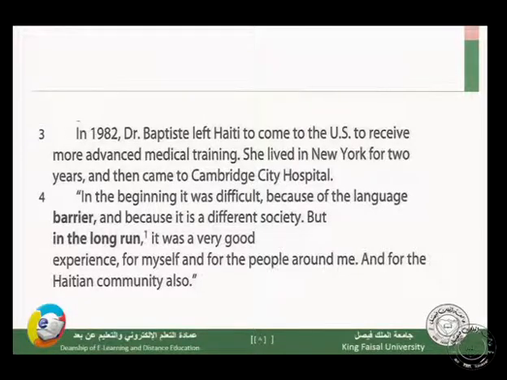She lived in New York for 2 years, then came to Cambridge City Hospital. In the beginning, it was difficult because of the language barrier and because it is a different society. But in the long run, it was a very good experience for myself and for the people around me, and for the Haitian community also. فهي تتكلم إن في البداية كان الموضوع difficult.